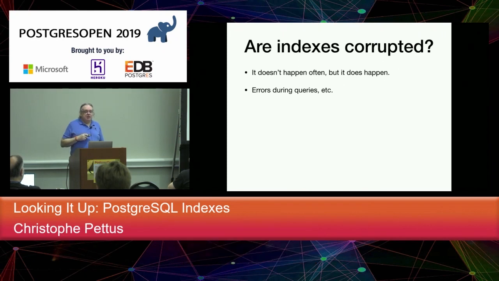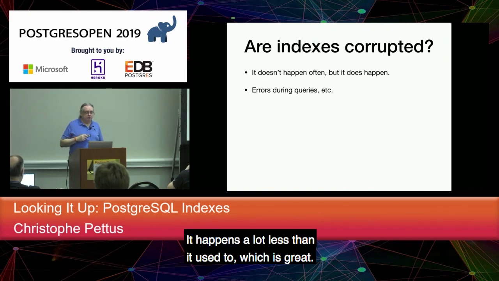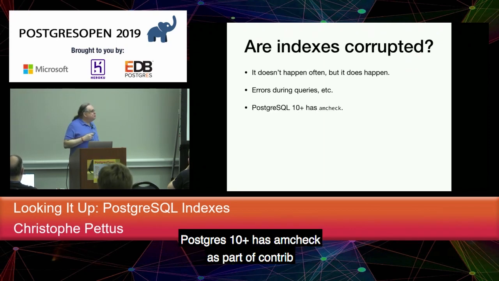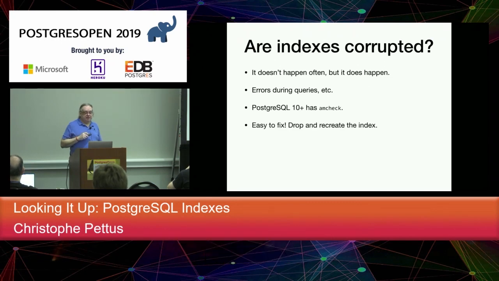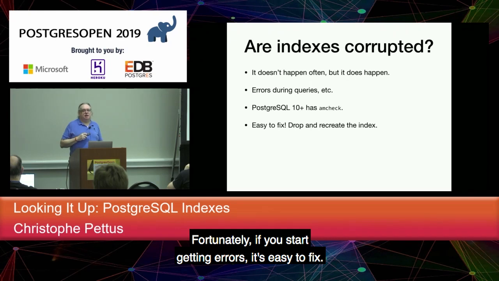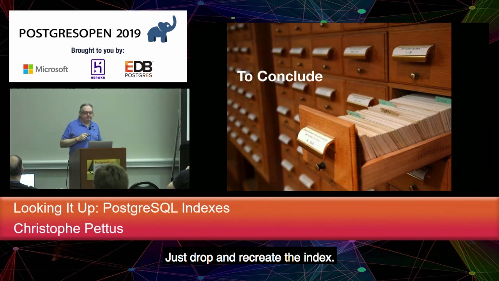Indexes do get corrupted sometimes. It doesn't happen very often. Happens a lot less than it used to, which is great. Sometimes you'll get an error during a query that says something bad. Postgres 10 Plus has amcheck as part of contrib, which will let you actually check the structure of the index. Fortunately, if you're starting to get errors, it's easy to fix. Just drop and recreate the index.